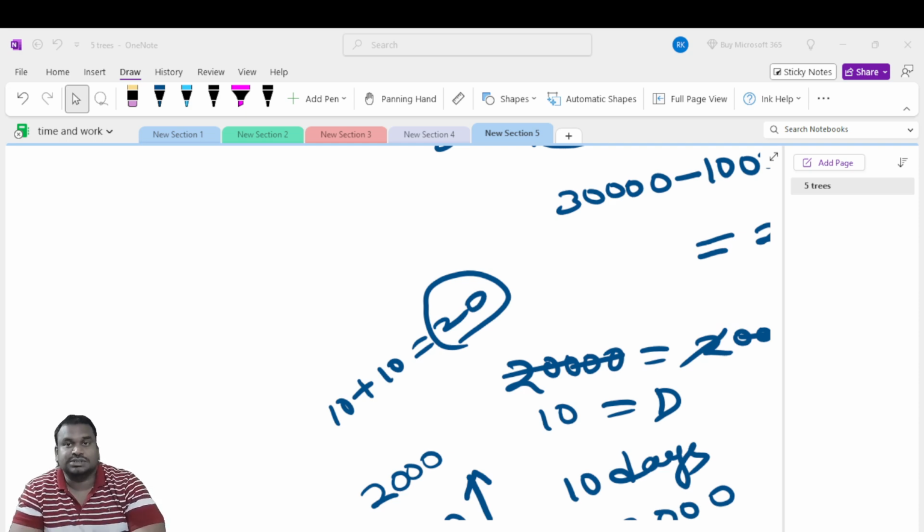There is a saying that practice makes perfect. So for getting knowledge in any subject, you must practice it. Especially in mathematics, as long as you practice, your speed will keep increasing.